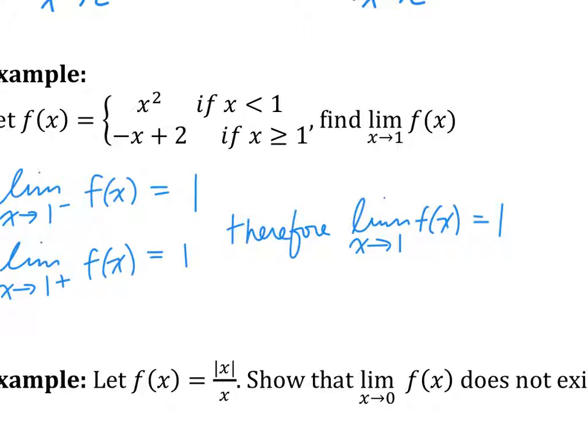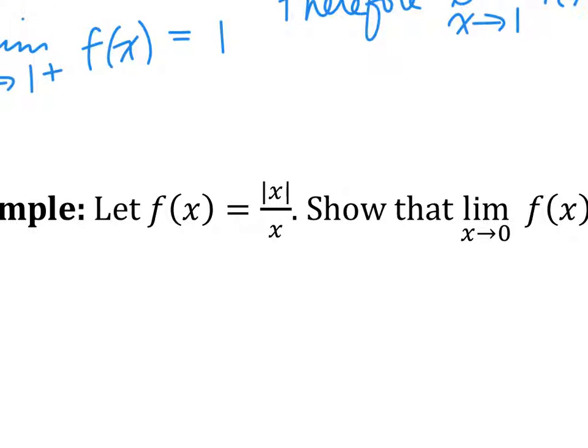Okay, this one, you did it on the warm-up, but we need to prove it algebraically. So you have the absolute value of x over x. Show that the limit does not exist at 0. All right, what do we need to do to show the limit as x goes to 0? Left-hand side, right-hand side of 0. So limit as x goes to 0 from the left-hand side.